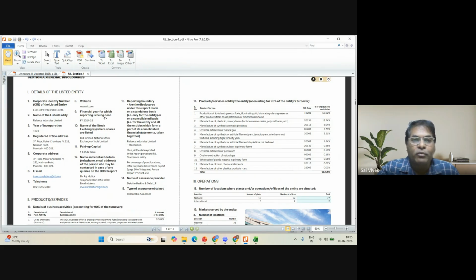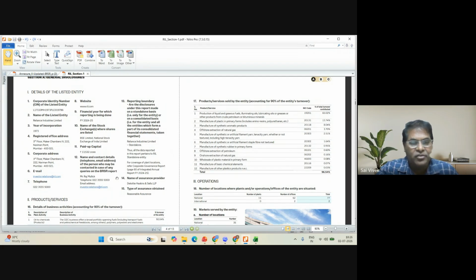Financial year for which this reporting is being done, 24 to 25, is given here. Name of the stock exchange, it is BSE as well as NSE, National Stock Exchange of India. Both BSE and NSE have this Reliance India listing. Paid up capital is 13,532 crores. Paid up capital in the sense, the amount of money all stakeholders put together, both international as well as Indian stakeholders, have contributed to the company. It is 13,532 crores.